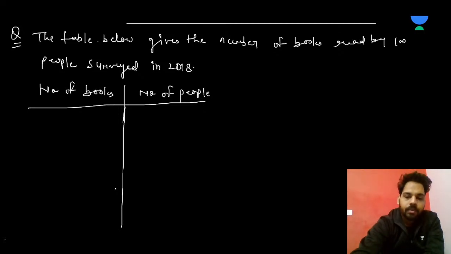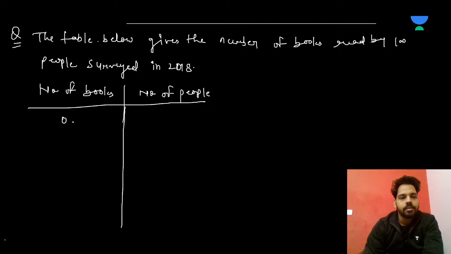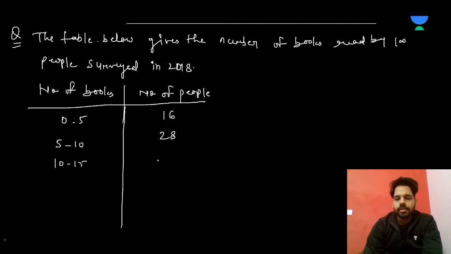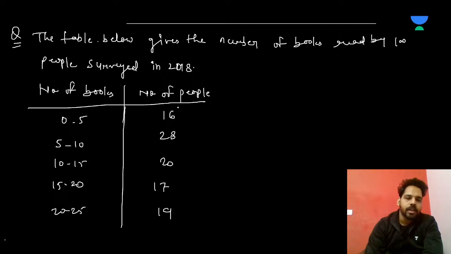Okay, so the data is given like this. Number of books: 0 to 5, the number of people is 16. 5 to 10, the value is 28. 10 to 15, the value is 20. 15 to 20, the value is 17. And 20 to 25, the value is 19. So we have this data as number of books and number of people.